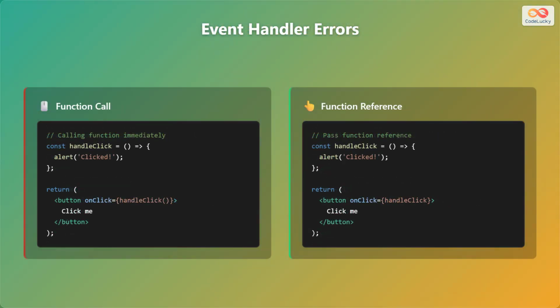When attaching event handlers in React, it's important to pass a function reference, not a function call. In the incorrect example, handleClick is being called directly in the onClick prop. This causes the function to execute immediately when the component renders, rather than when the button is clicked. The solution is to pass the function reference handleClick to onClick. Now the function will only be executed when the button is actually clicked.